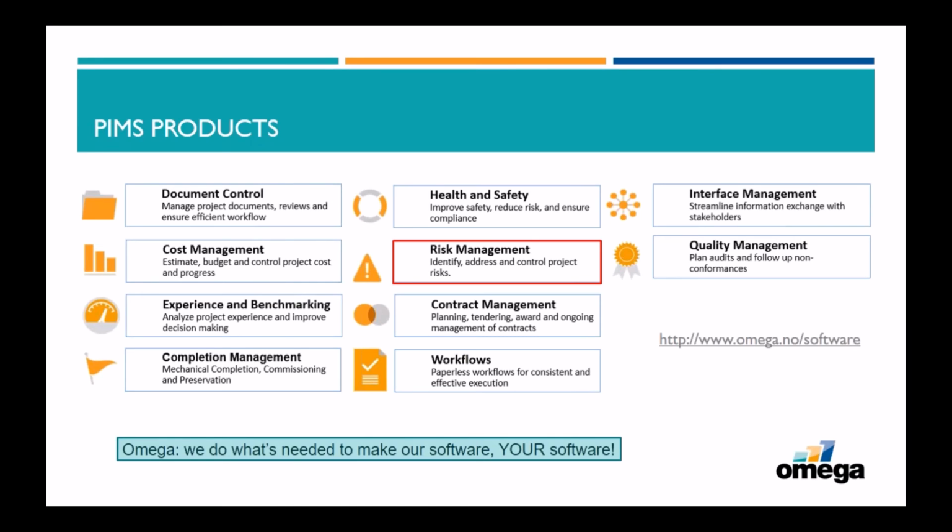We take the collaboration with clients very seriously. In many cases, we have our Pims system engineers work directly with the project teams on site. And this enables our software to be configured and adapt to the changing needs of the company and the projects over time. It also enables our Pims systems engineers to get a deeper understanding of the business, which makes them more valuable to the client, to Omega, and in their own career. One of the key things we do at Omega is we do whatever's needed to make our software your software.